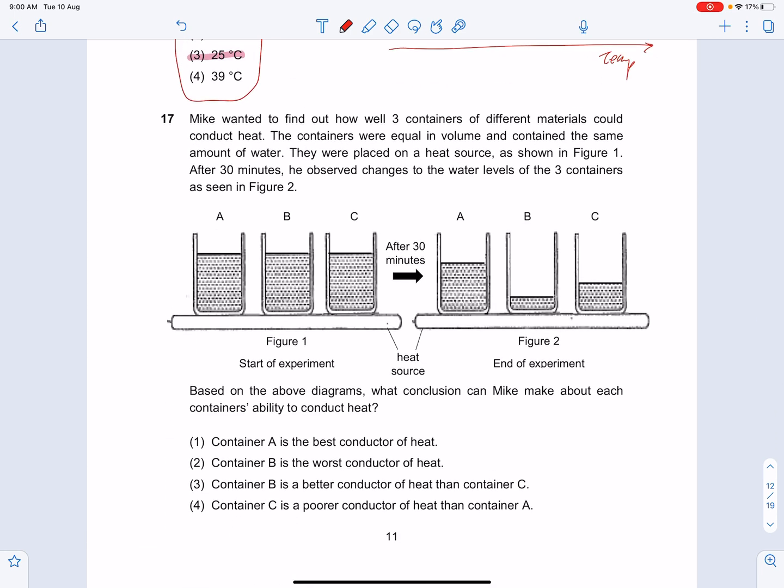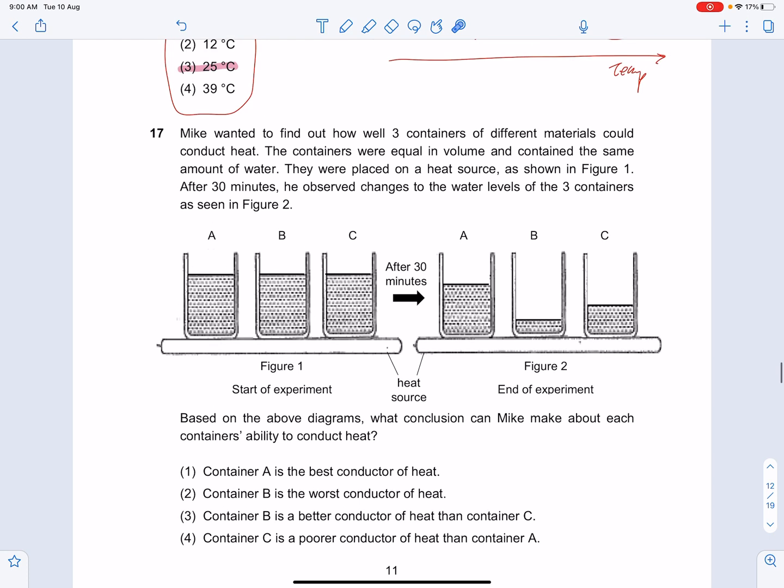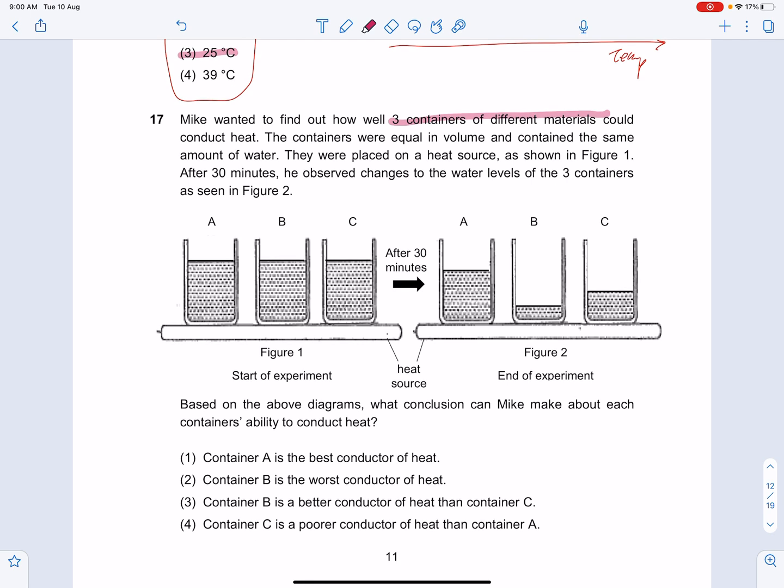Okay, question 17. Mike wanted to find out how well 3 containers of different materials could conduct heat. The containers were equal in volume and contain the same amount of water. They were placed on the heating source as shown in figure 1. After 30 minutes, he observed changes in the water levels of 3 containers as shown in the figure. Okay, so basically right off the top, the changed variable would be the 3 different materials. Okay, and then after that, you see that the water level has changed.